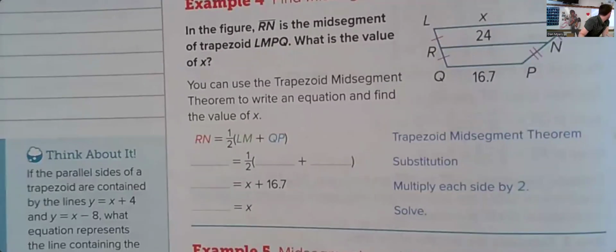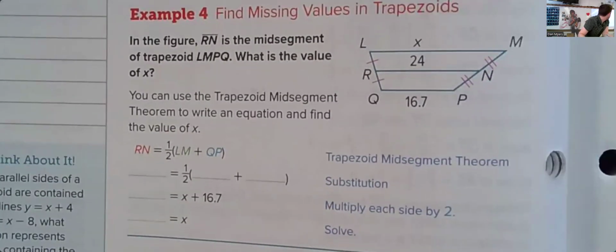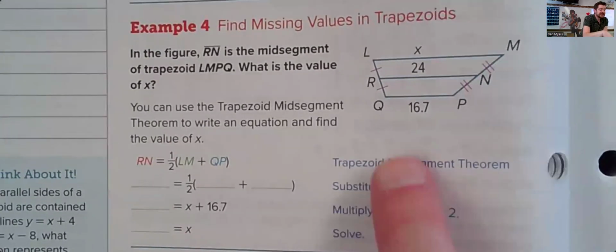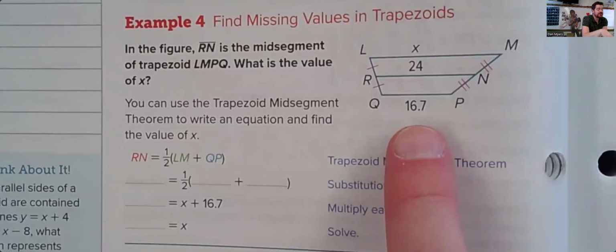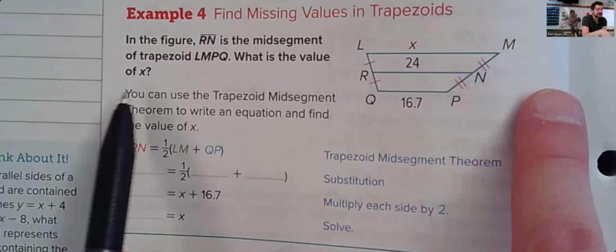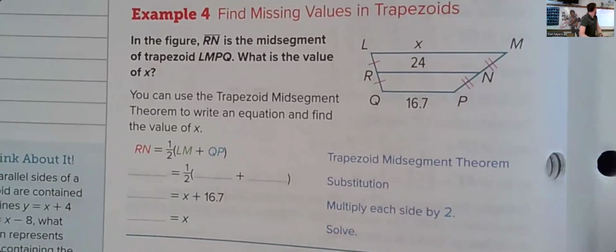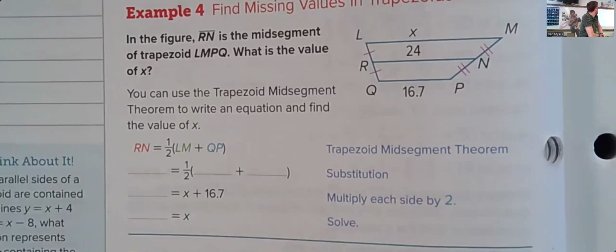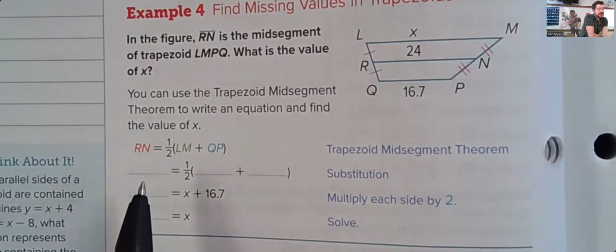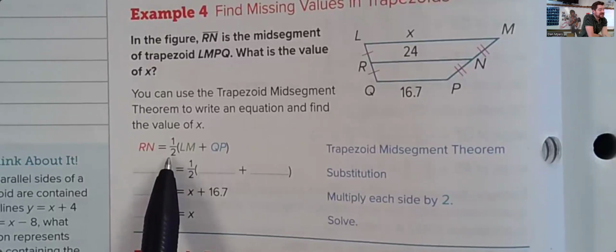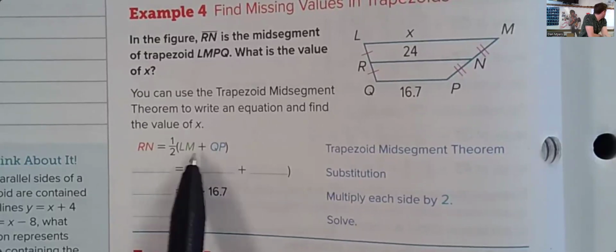Find the missing value. So RN is the mid segment and it has a length of 24. QP is a base, it has a length of 16.7. We want to find the length of LM, which is the other base, and we're calling that X. What's the value of X? So you can use the trapezoid mid-segment theorem. So the mid-segment RN is equal to half of the sum of the two bases, LM plus QP.